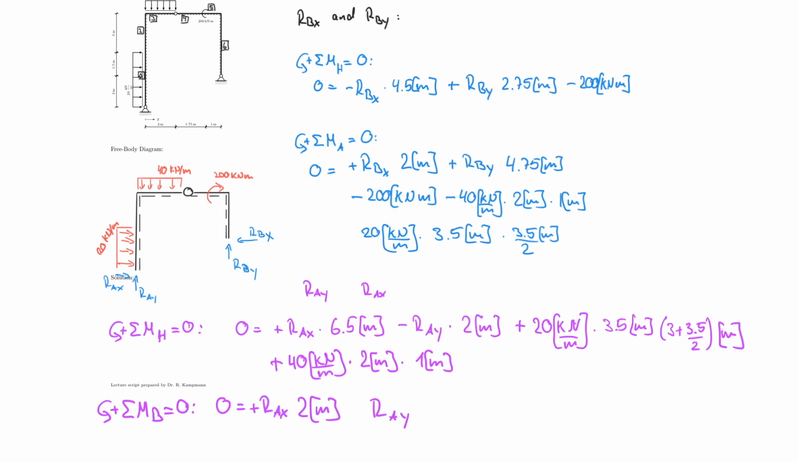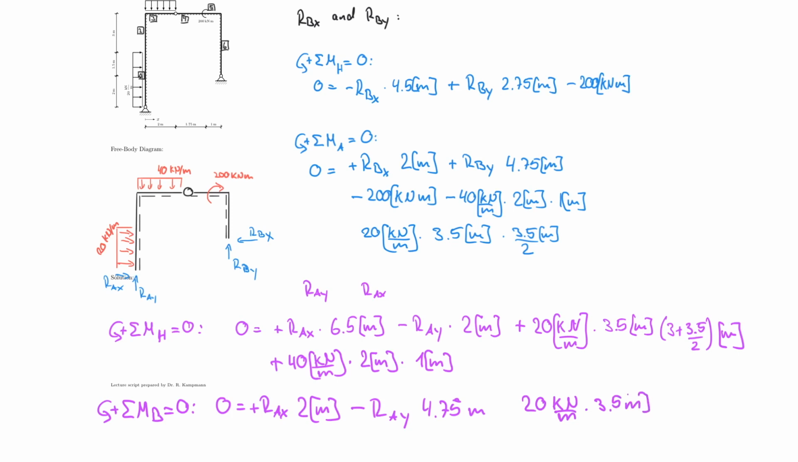RAY has a lever arm of the entire distance from here to here in the horizontal direction. So that would be 4.75. So times 4.75 meters. And that would rotate clockwise, therefore it's negative. And now I have to include all the other ones. So I have my 20 kilonewton per meter times 3.5 meters.